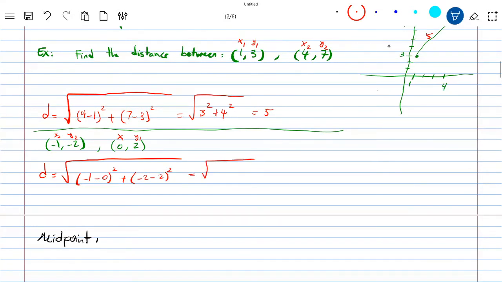And that would be the square root of 1 squared plus... -1 squared is still the same as 1 squared. -2 minus 2 is -4 squared. Do not write it like that, because this means -4 squared, which would give you -16, but in reality you should have -4, the whole thing squared. This would be the square root of 17. And that's the distance between these two. You cannot always simplify the radical, so that's okay. You can leave it as it is.